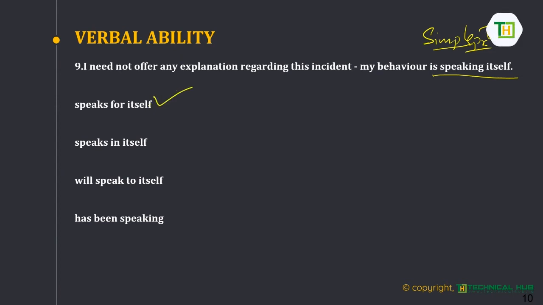Yes, speaks for itself. Behavior itself says everything. That is the right option. And in itself, no, nothing here is right. Will speak to itself. No, to whom will it speak? Has been speaking. No. Okay, it is a general truth, so we can go with the simple present tense. That means s is added after the verb.